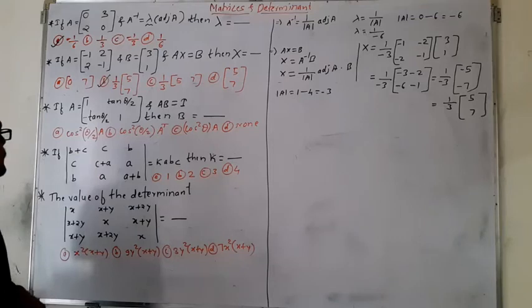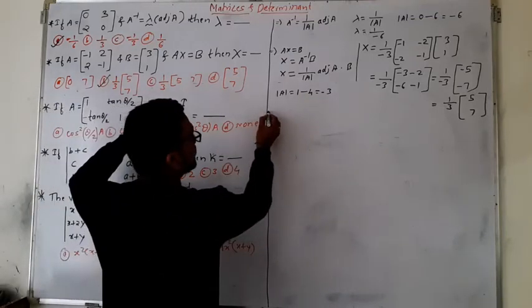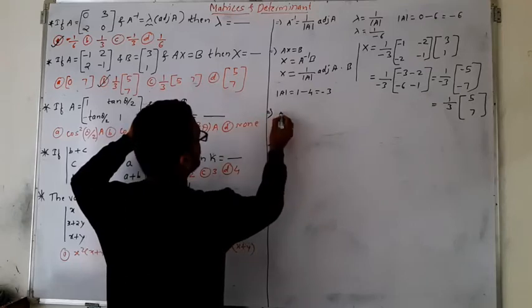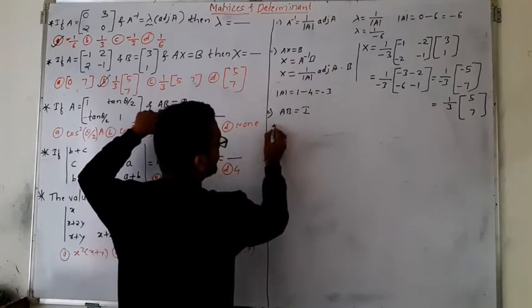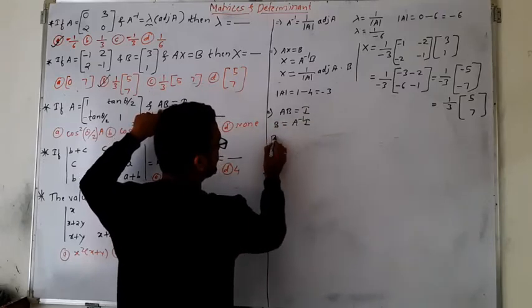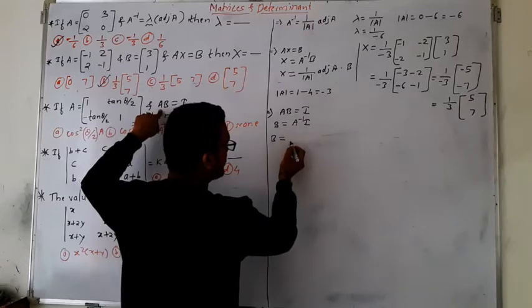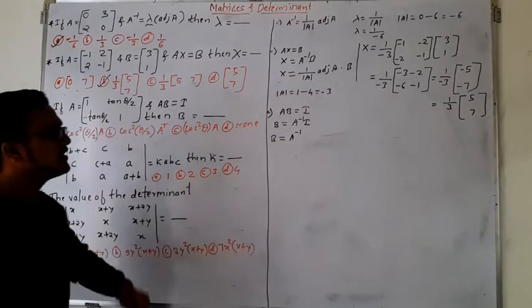Okay, so let us start with this given condition, AB is equal to I. We want the value of B, right? So B is equal to what then? B is equal to A inverse into I, because any matrix into the identity matrix gives the same matrix. So A inverse into I is A inverse.